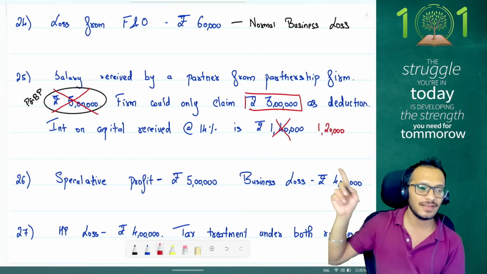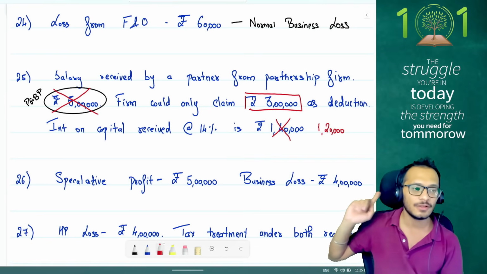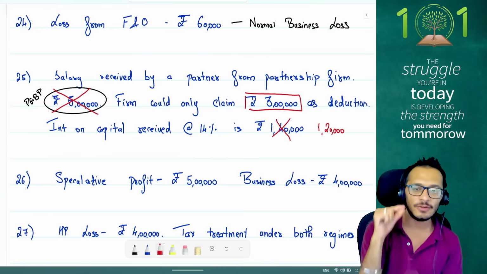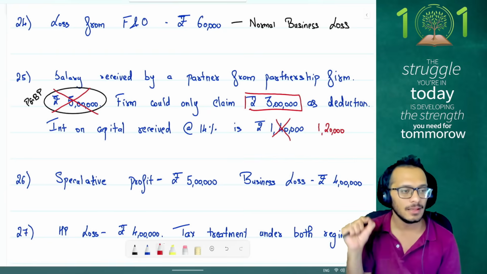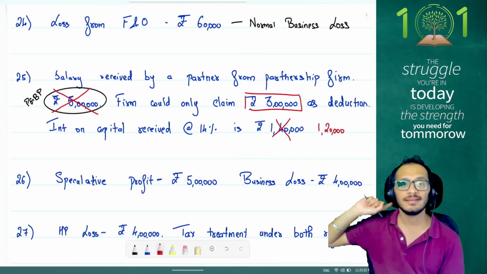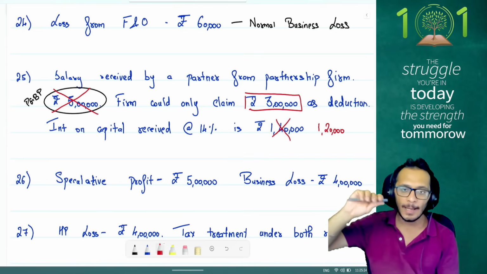This is something which is very, very commonly tested nowadays when it comes to the clubbing and set off chapter. So please be very careful on this. So what is the rule, people? When it comes to firms, whatever is deduction for the firm is the taxable amount for the partner, because it is deducted only to the extent of 1,20,000 for interest and 3 lakh for the salary. That is what a partner will also be taxable. Everything else will be exempted in the hands of partners.